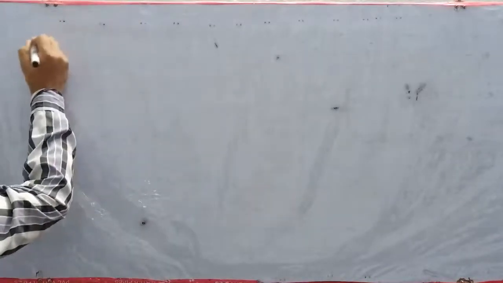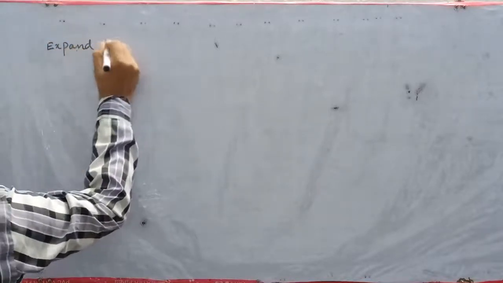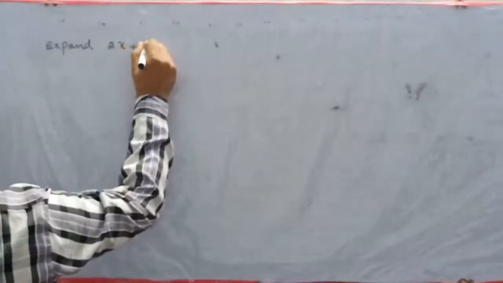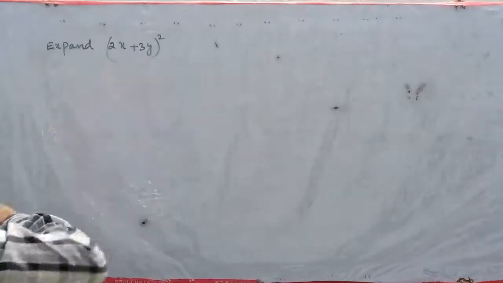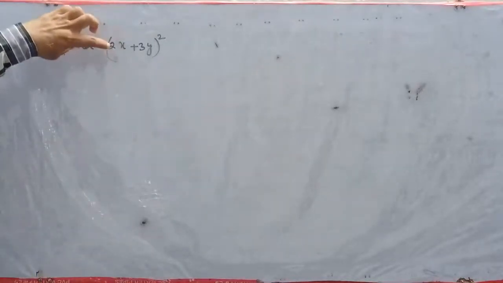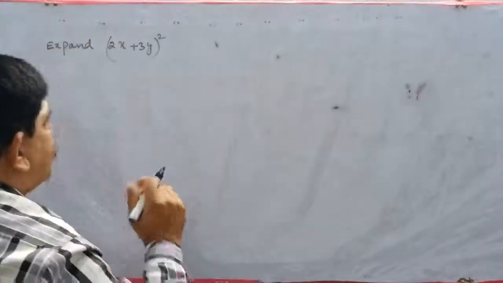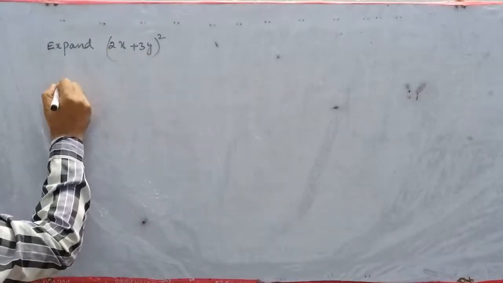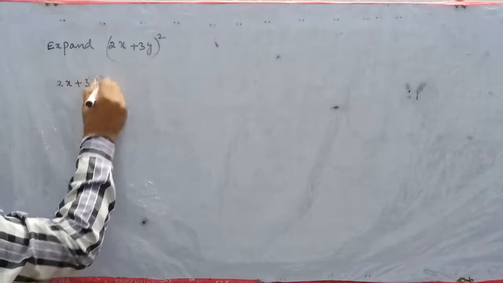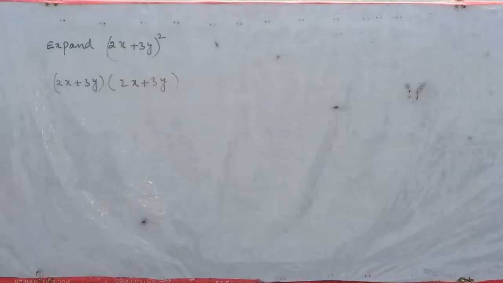Let us suppose, expand (2x plus 3y) whole square. We can find this expansion by using the formula and at the same time by product also. See, first one, (2x plus 3y) whole square can be written as (2x plus 3y) into (2x plus 3y), isn't it?